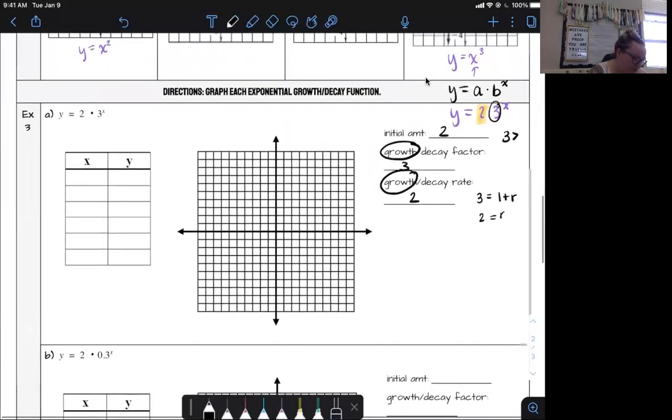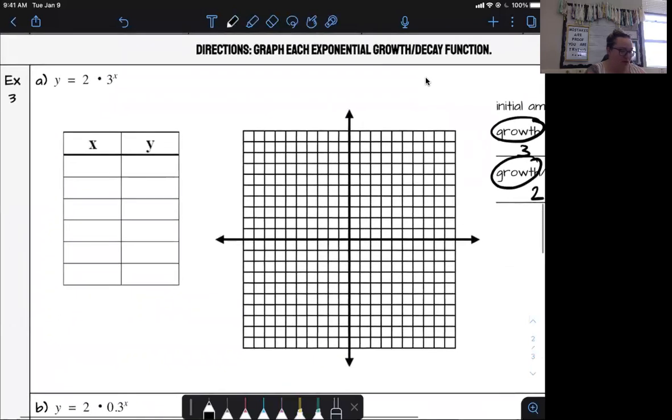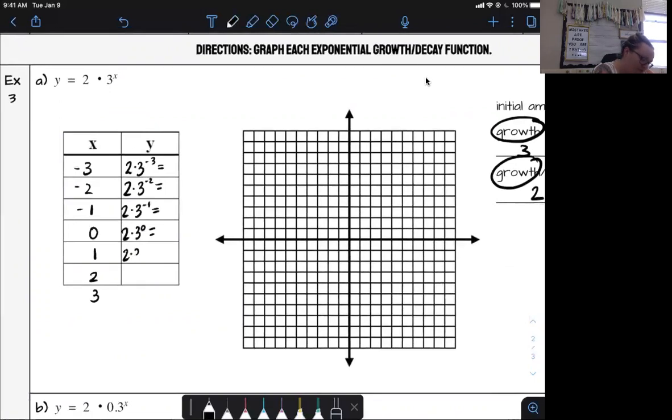All right, so let's get this thing graphed. To graph these, I'm going to plug in some negative values, 0, and some positive values. We're going to see what our function does. So let's start with this. We're going to have y is equal to 2 times 3 to the negative 3, 2 times 3 to the negative 2, 2 times 3 to the negative 1, 2 times 3 to the 0, 2 times 3 to the first, 2 times 3 squared, and 2 times 3 cubed.